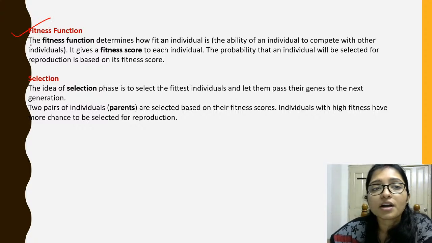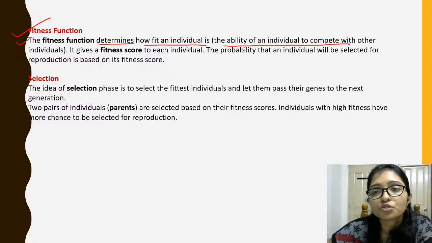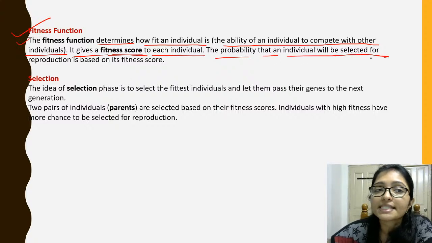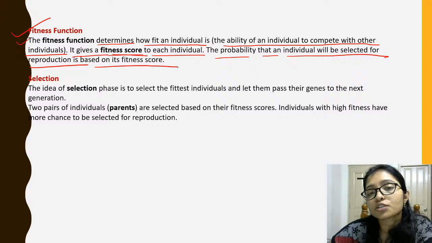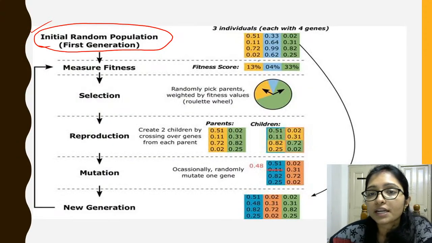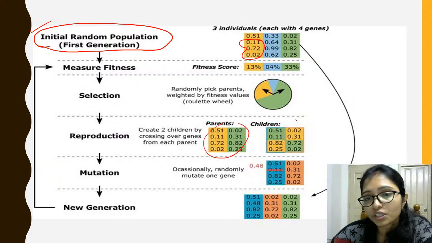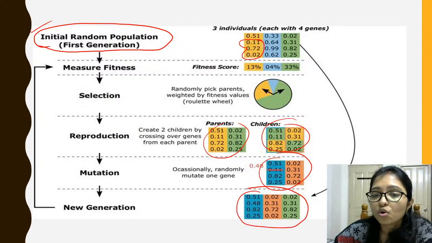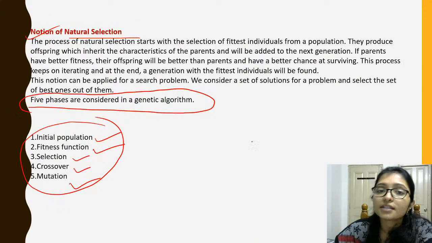Fitness function. What is the fitness function? The fitness function determines how fit an individual is, the ability of an individual to compete with other individuals. Just now we have done the fitness function, and it gives the fitness score to each individual, and the probability that an individual will be selected for reproduction is based on the fitness score. Just here we have discussed, according to the fitness score, it is selected for reproduction. So these scores are selected, that is 0.51, 0.58, 0.81, 0.25. Okay, these are the fitness scores.